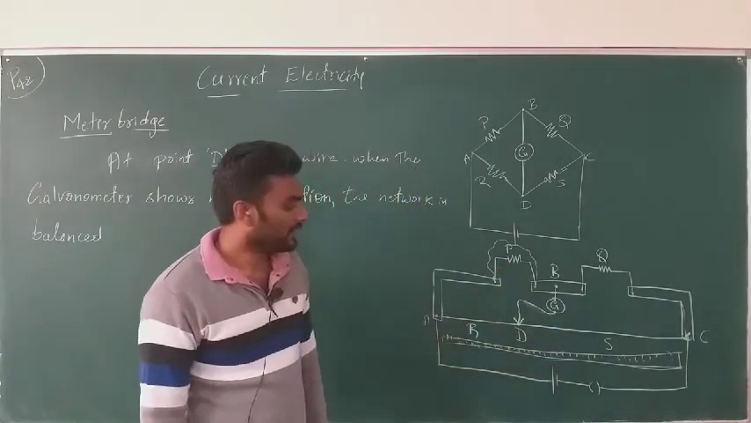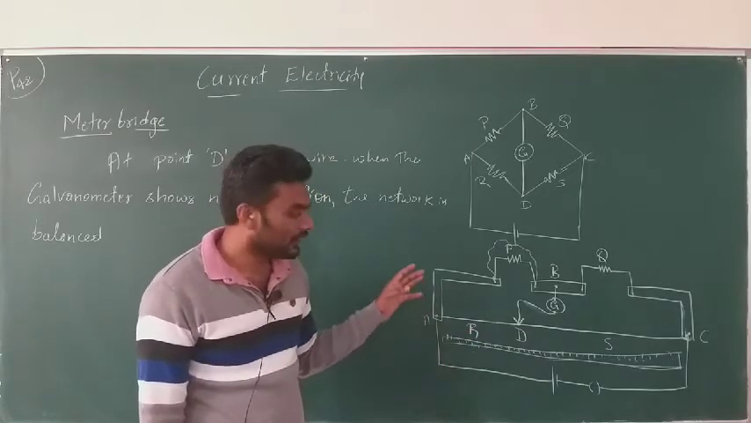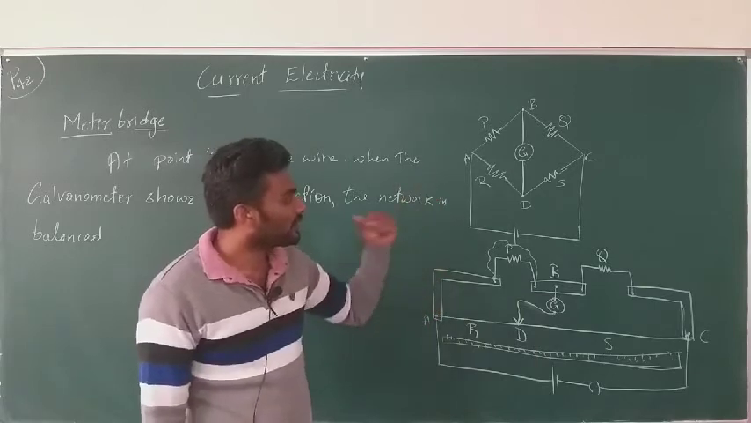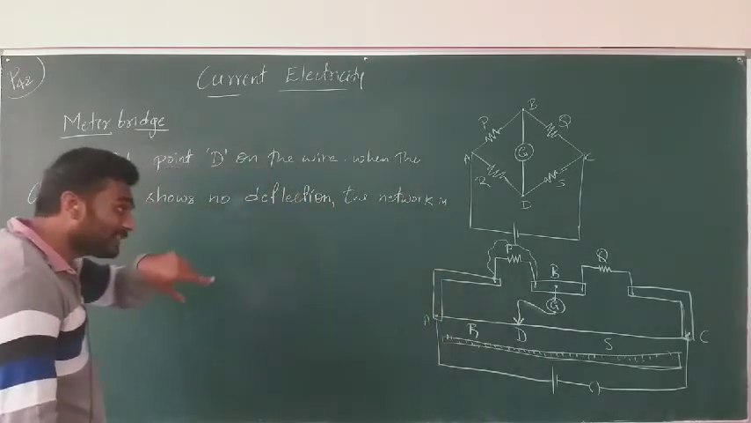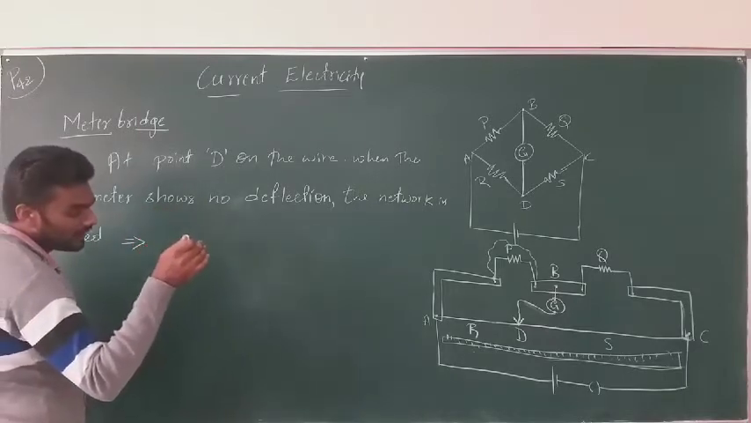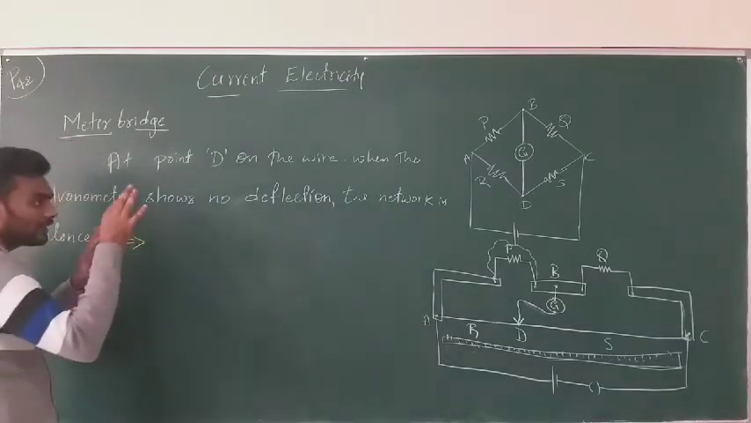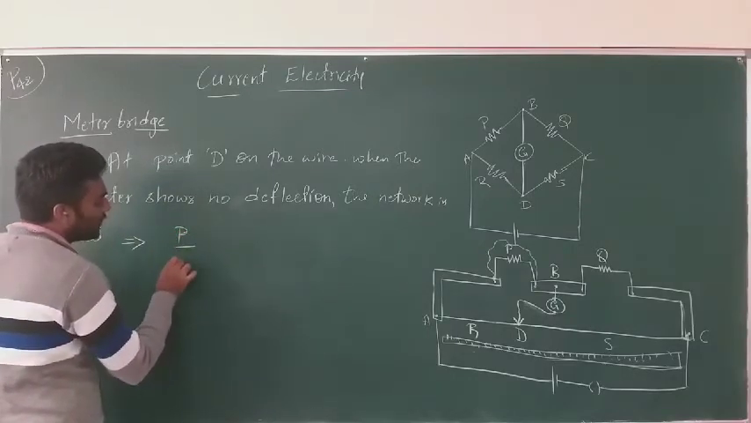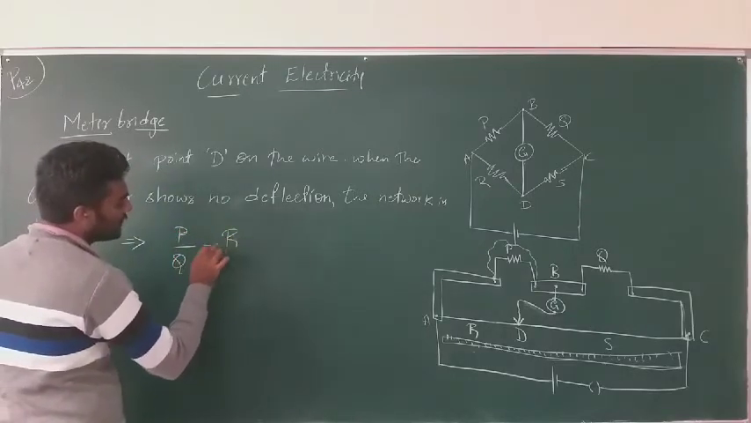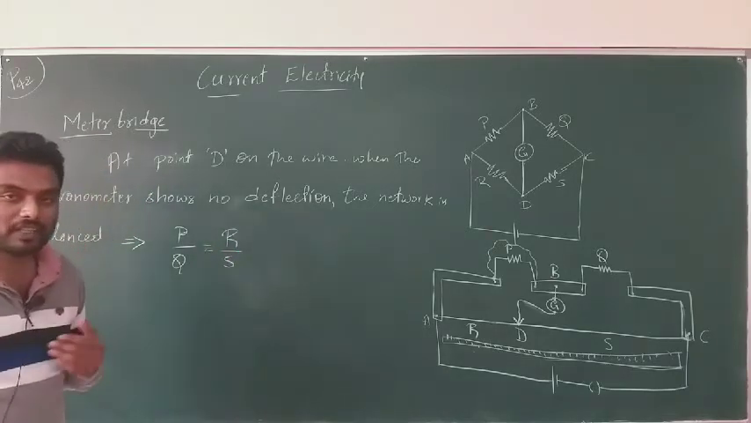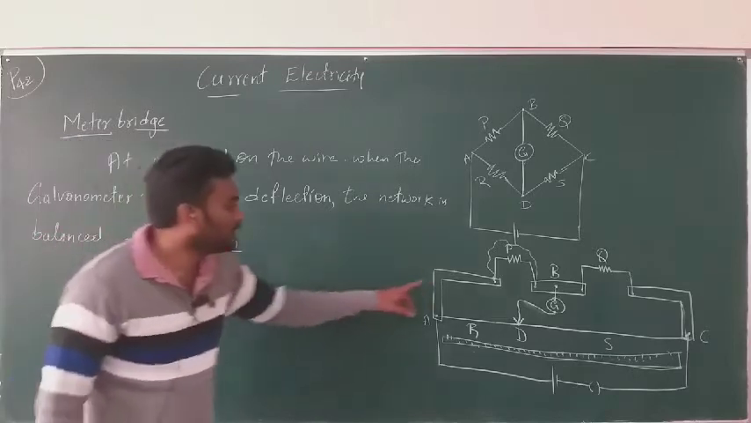Now, when it is exactly balanced, current is 0, and when the current is 0, what is the relation between the resistances? So I can say when the network is balanced, which means when the current is 0, the other condition of a balanced network is P by Q is equal to R by S. What is our intention? Our intention is to get the value of P.